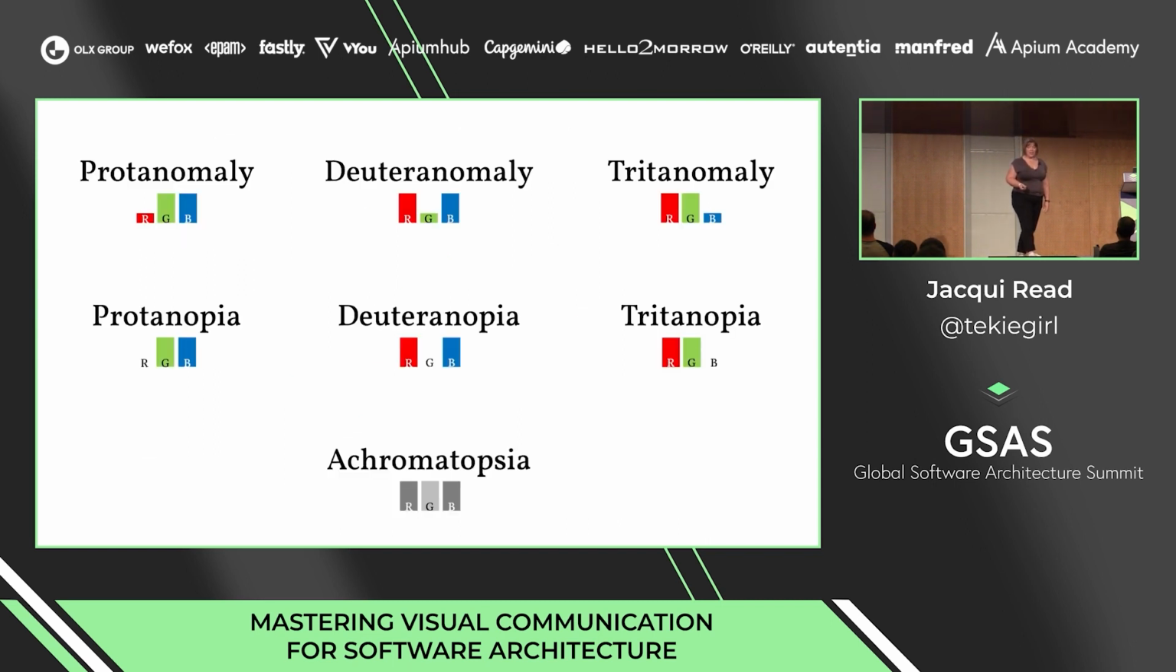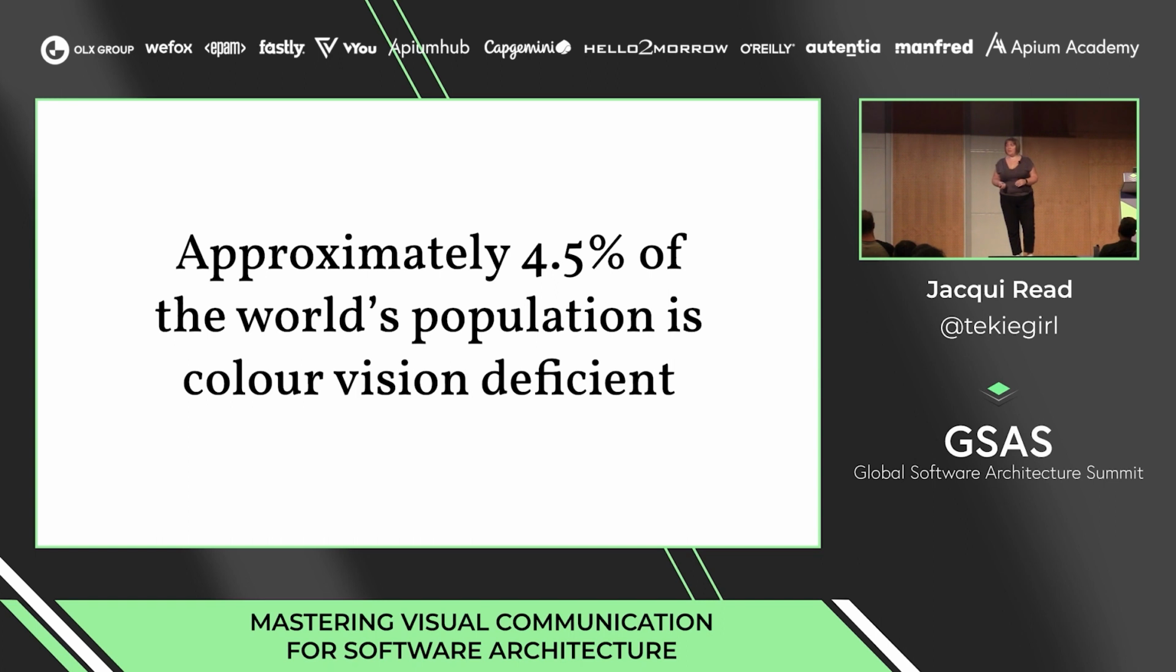So, lots of different types of colour blindness, or colour vision deficiency, as it's technically called. And you probably didn't know that there are all these different types. And it's all to do with whether you have a weakness in a particular colour or cannot see it at all. There's also one called achromatopsia, or monochromacy, which is where you can't actually see colour at all. And it's the most rare version. But approximately 4.5% of the world's population has a form of colour vision deficiency.